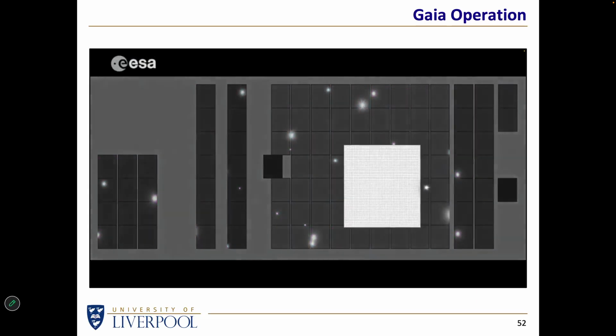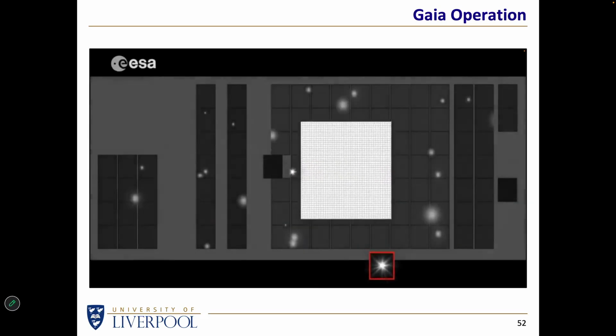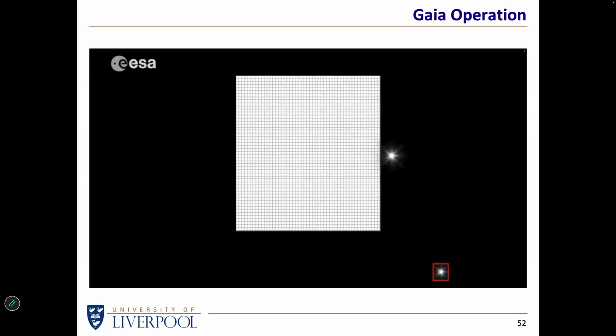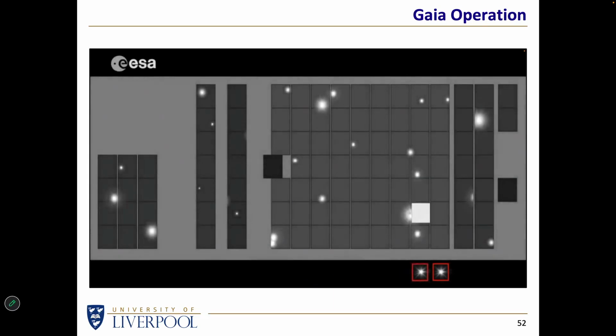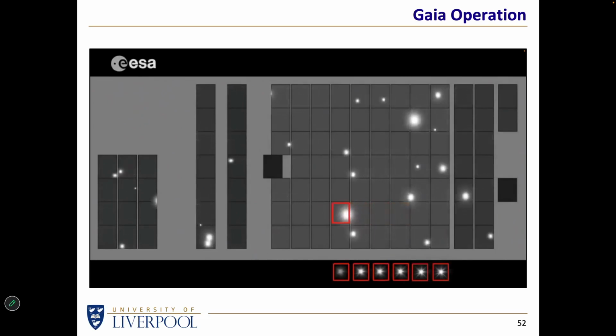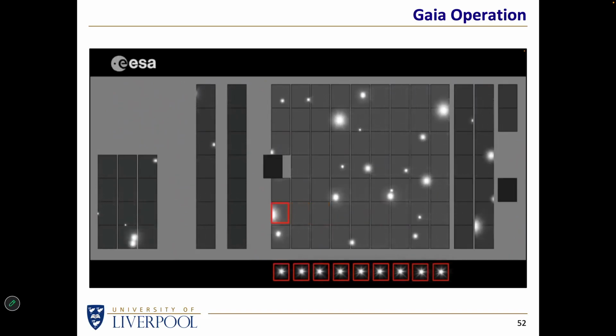If we watch what happens as a star moves across, it is tracked. It gets brighter and brighter as the image builds up. When it reaches the end, you record the time. Then it goes through the next CCD. It gets brighter and brighter. When it reaches the end, you time it with the atomic clock. And you do that again and again. Gaia gets some of its precision by repeated measurements.